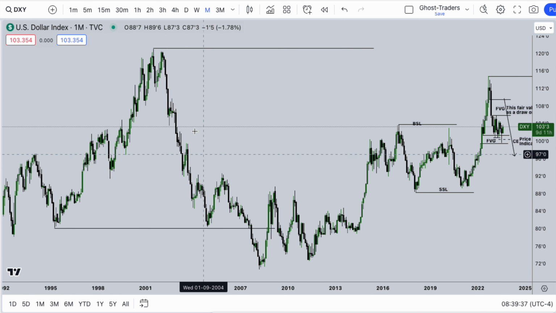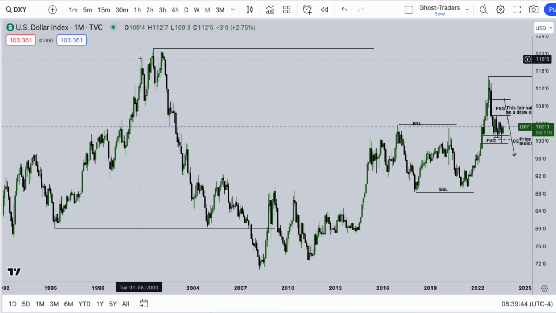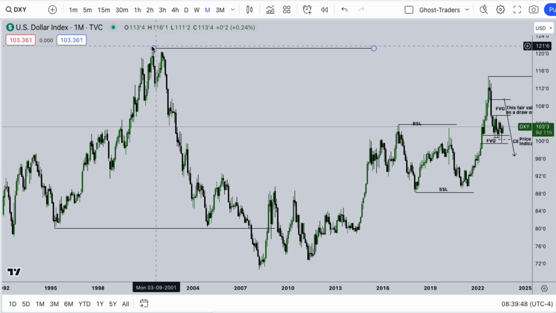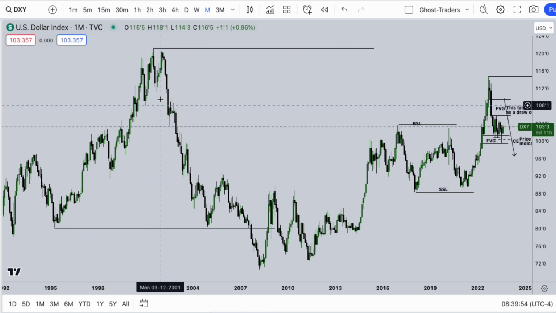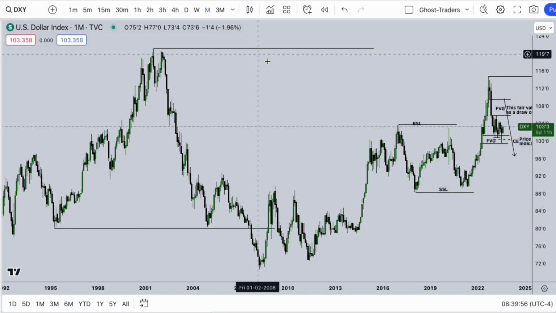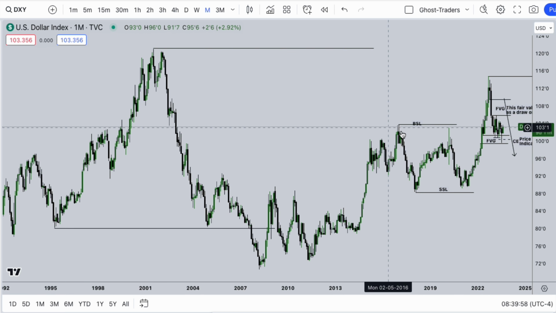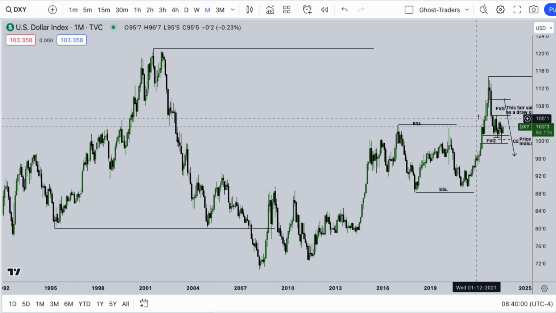So what we're going to be anticipating is price to come back and close that liquidity void that has been left. Until price takes out this high here, we can say that the order flow is bullish on the monthly time frame.